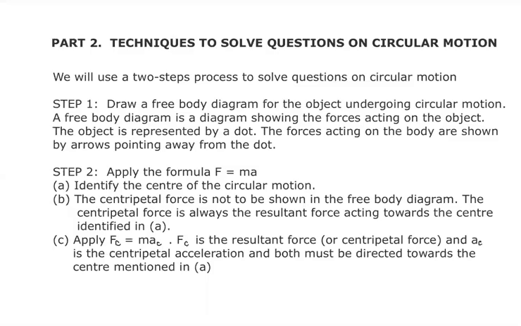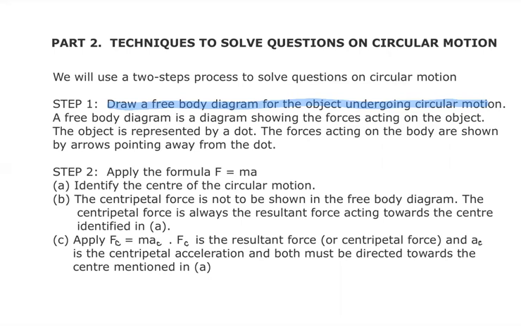We will use a 2-step process to solve questions on circular motion. The first step involves drawing a free body diagram for an object undergoing uniform circular motion. A free body diagram is a diagram showing the forces acting on the object. The object is usually represented by a dot. The forces acting on the body are shown by arrows pointing away from the dot.